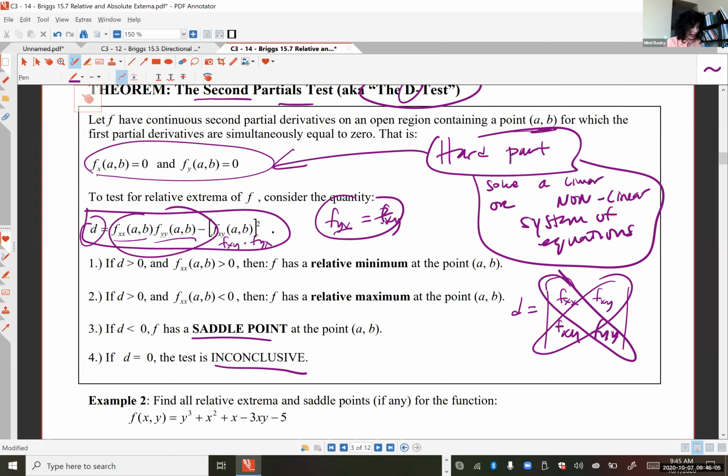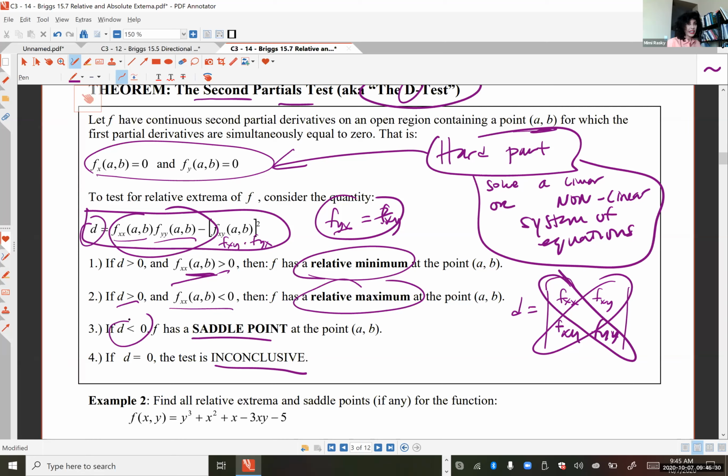Okay, then if your D is positive, then you have to double check your fxx evaluated at your critical point. If it's also positive, you have a relative min. Now keep in mind that's weird. It's almost backwards. Your D has to be positive and fxx has to be positive. Then you have a rel min. On the other hand, if your D is positive but your fxx is negative, you've got a rel max.